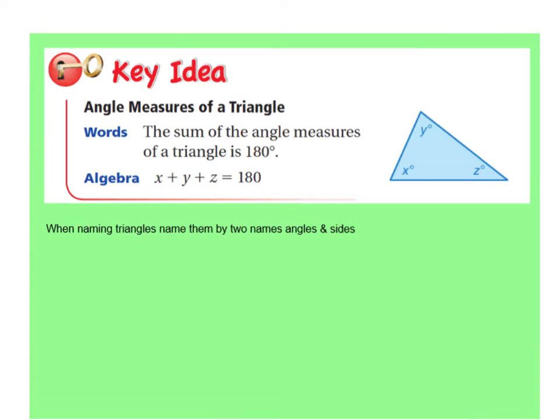So that was classifying them. Now let's talk about the angle measures. And some of this you already know because we've talked about it before. Angle measures of a triangle, basically they add up. The sum of the angle measures is 180 degrees, okay? And when you name triangles, you're going to do it by 3 sides, 3 angles. So this would be triangle XYZ kind of thing. That's just a little thing about naming them. But you guys already know they add up to 180.